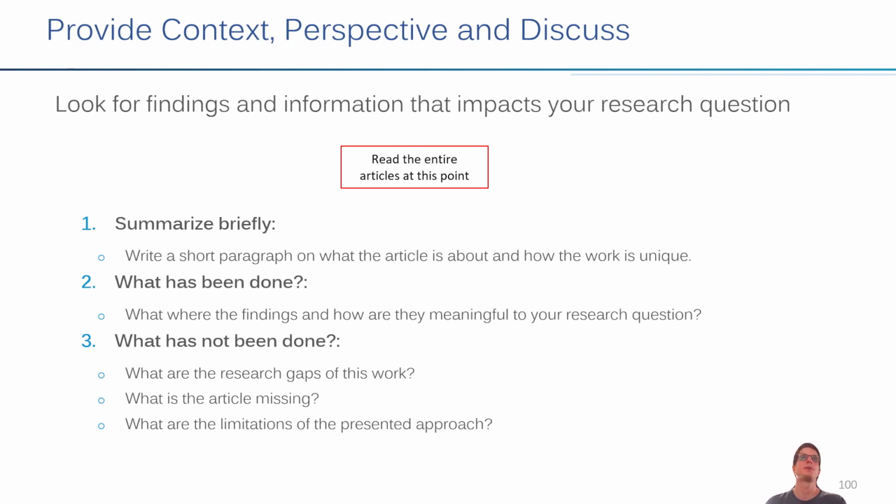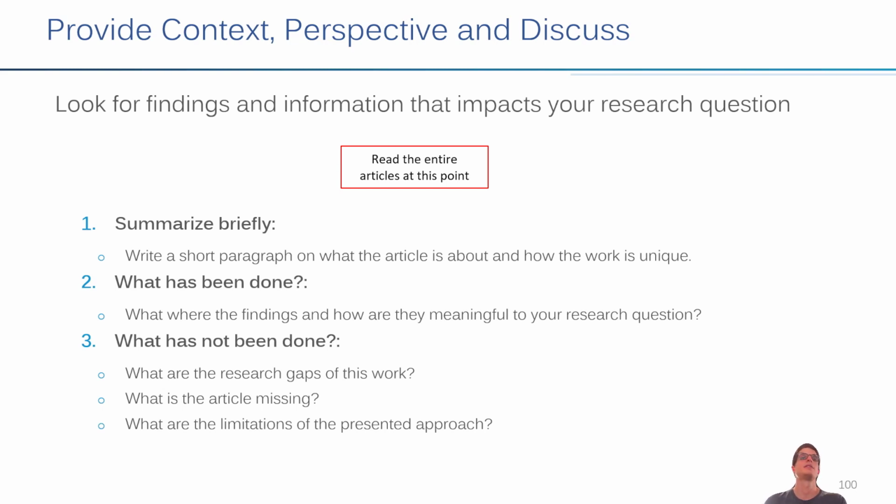So we have already defined which papers we want to analyze, present and discuss in the paper. For that, we have to read the entire articles that are left. And we summarize briefly. Whenever we cite a paper, we introduce the reader to what this paper is about with a short paragraph, maybe what's unique about the work that we are analyzing here, then what has been done, of course, but also what has not been done. So what are they missing?